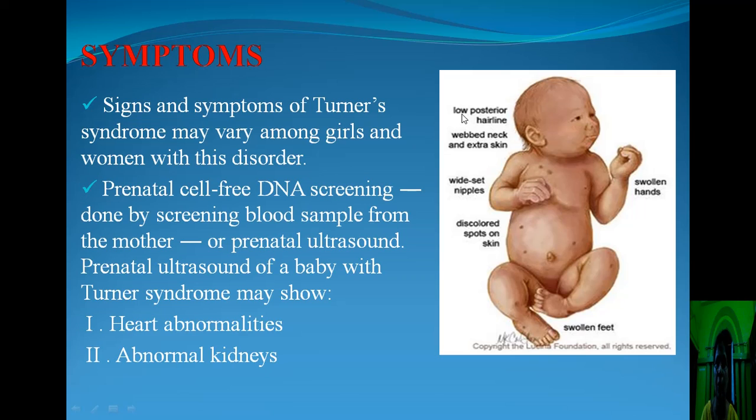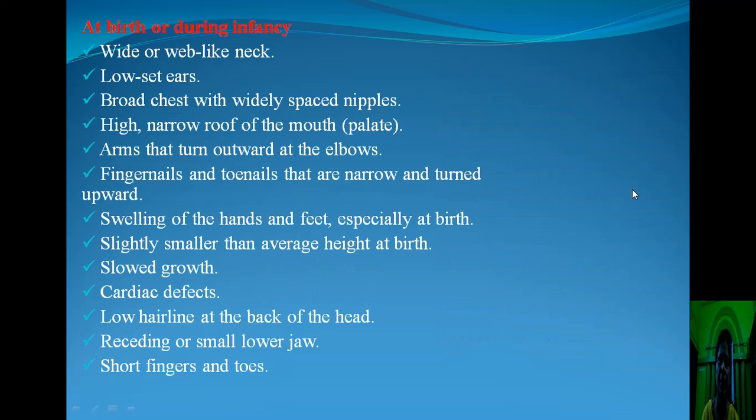It has a low posterior hairline, a webbed neck with extra skin in the neck, and wide-set nipples. Nipples are very widely spaced. Discolored spots are found on the skin, along with swollen feet and swollen hands. These are the characteristic symptoms of Turner syndrome.